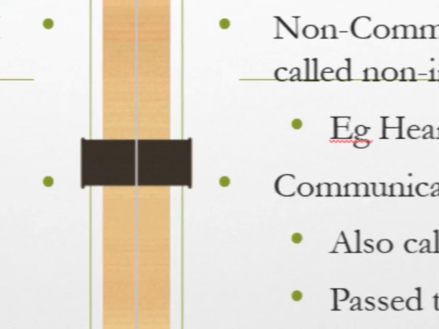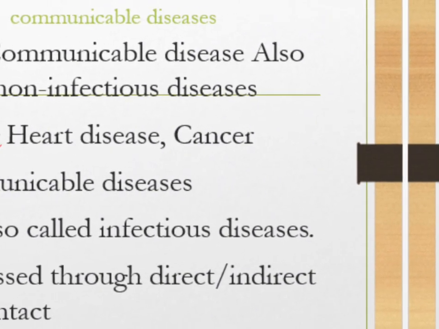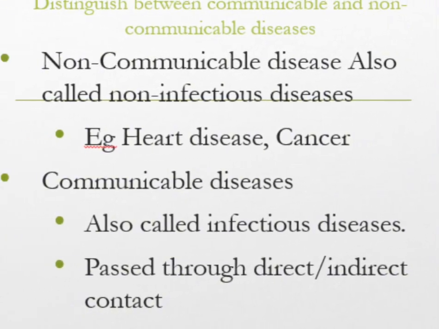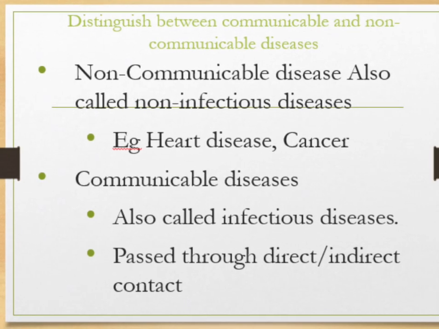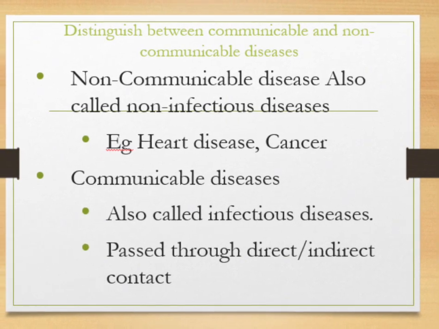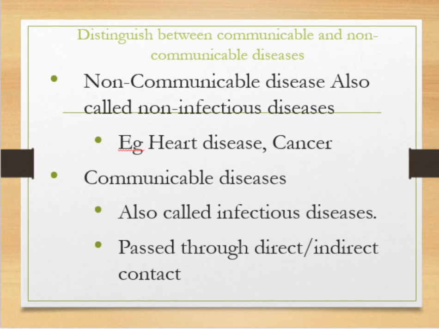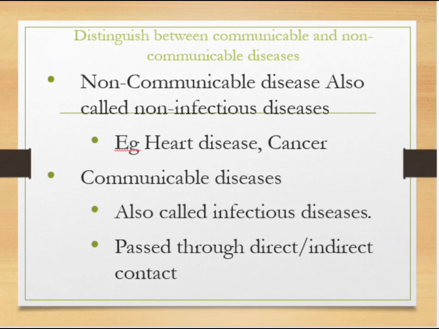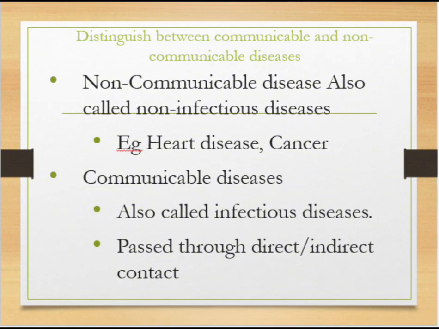First, we are going to distinguish between communicable and non-communicable diseases. Non-communicable diseases are also called non-infectious diseases. Examples of non-communicable diseases we have are heart diseases, cancer, stroke, sugar diabetes, and others. Communicable diseases are also known as infectious diseases. They are passed through direct or indirect contact.